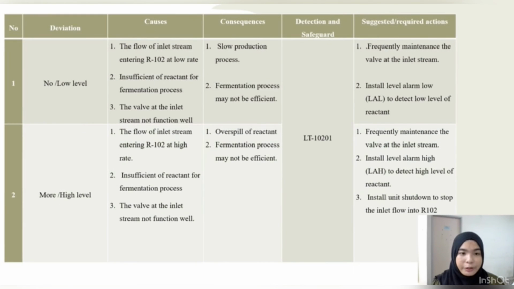We go for the next parameter, which is level. This parameter can be divided into two divisions, which are no or low level, and secondly more or high level.